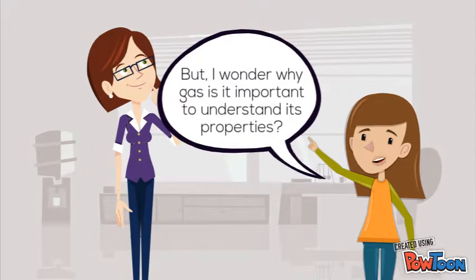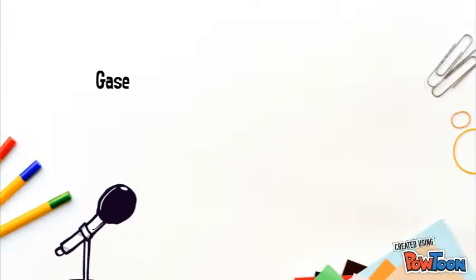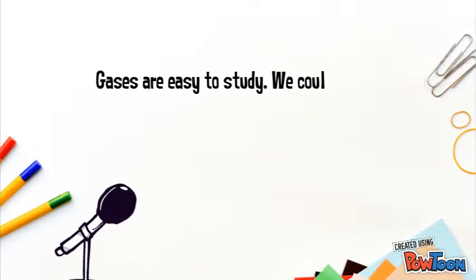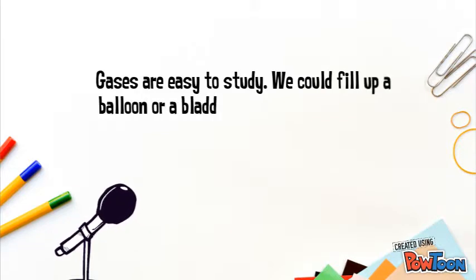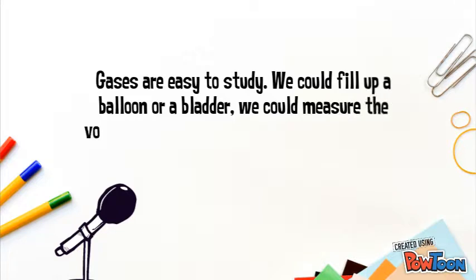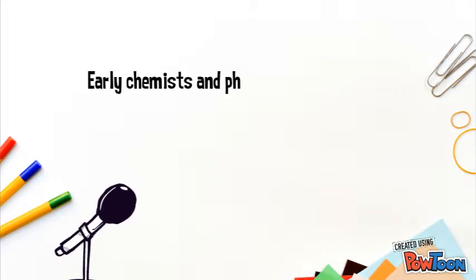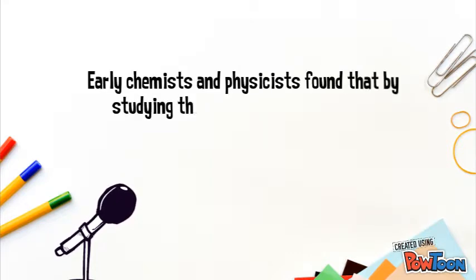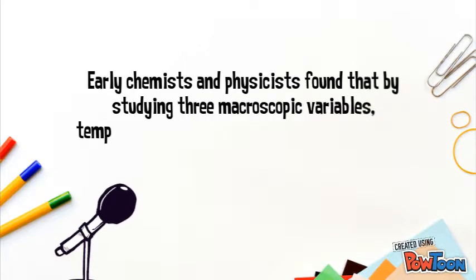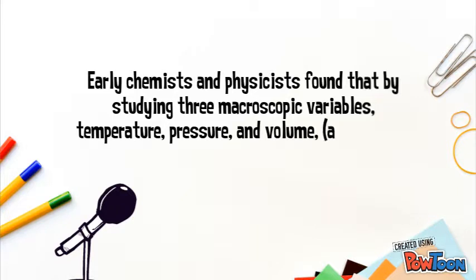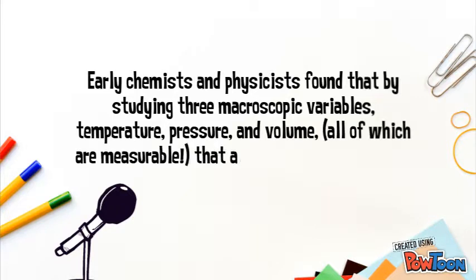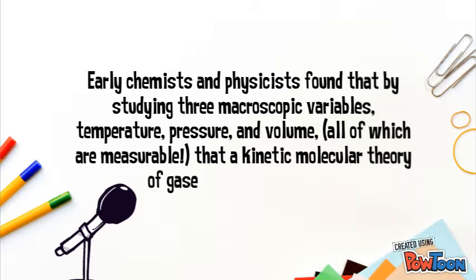"But I wonder why it is important to understand its properties." "Watch this. Gases are easy to study. We could fill up a balloon or a flutter. We could measure the volume, we could measure the mass, we could certainly measure the temperature. Early chemists and physicists found that by studying three macroscopic variables, temperature, pressure, and volume, a kinetic molecular theory of gases could be developed."